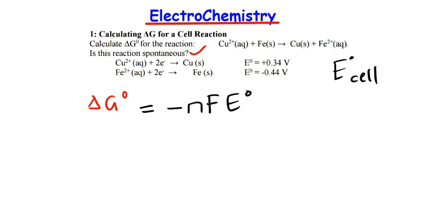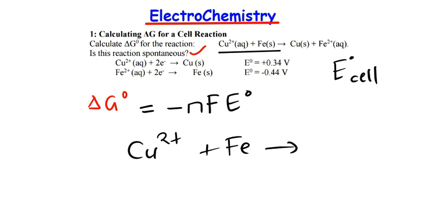So let's look at the reaction itself. Let me take you back to the reaction itself. The reaction was between copper 2 plus, I'm just copying that equation, plus the iron solid, giving us the copper solid plus the iron 2 ions. That's our reaction. Now let's observe the half reactions and see if they are actually written properly.